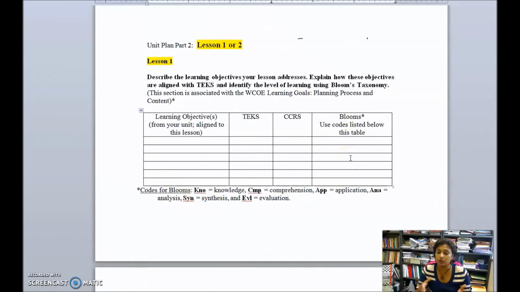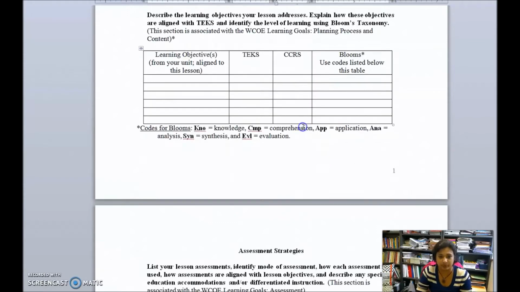What you want to look at is that from the first lesson to the third lesson, you are progressing. That means you are going forward in Bloom's taxonomy, going towards synthesis, towards evaluation.